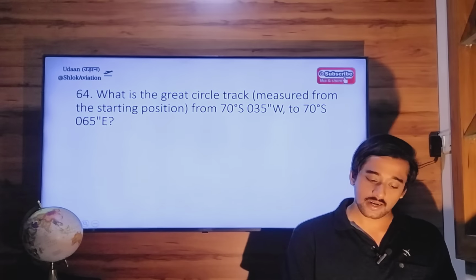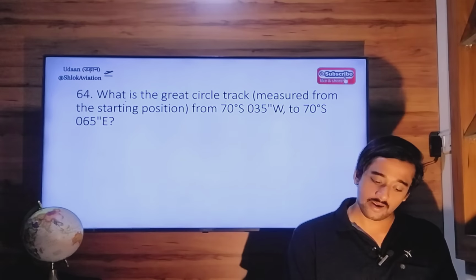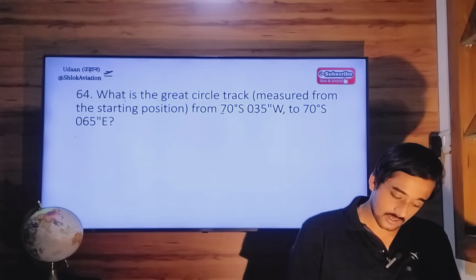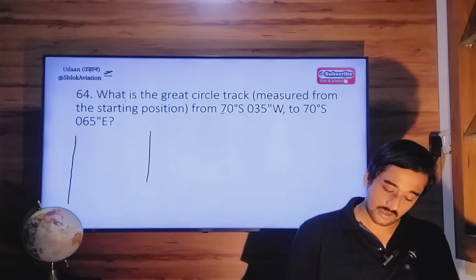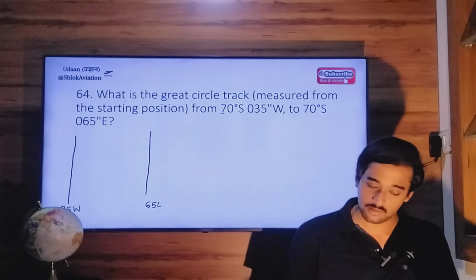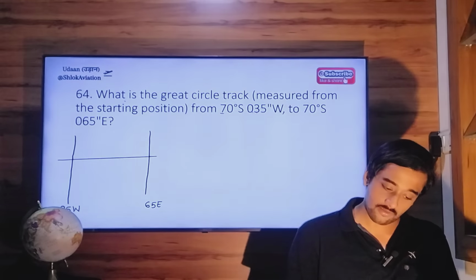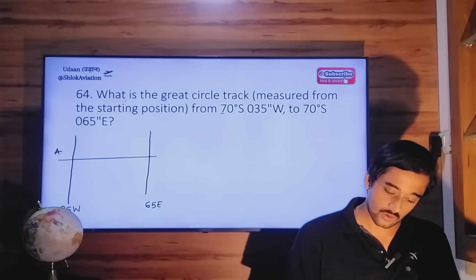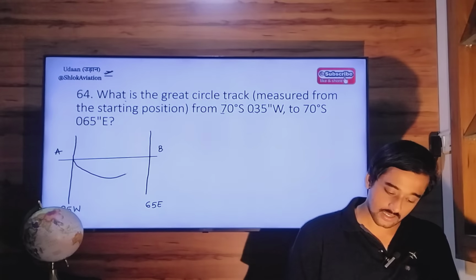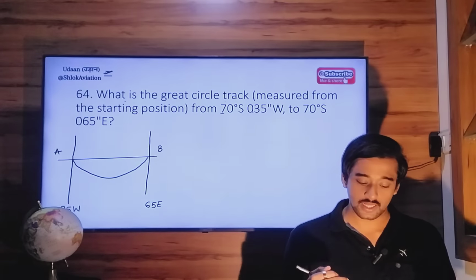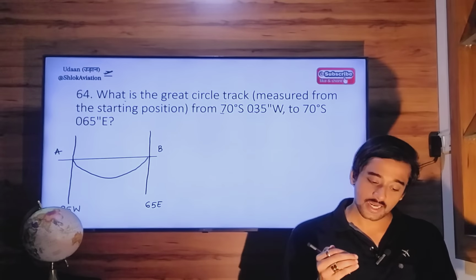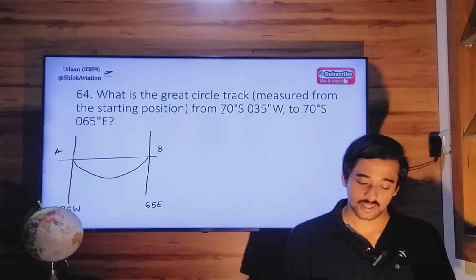Next. What is the great circle track from 70 south 35 west to 70 south 65 east? 35 west will be in the western hemisphere. 65 east will be in the eastern hemisphere. You are traveling from A to B. Great circle track will be like this. Since it's in the south hemisphere, the great circle will pass to the nearest south pole.